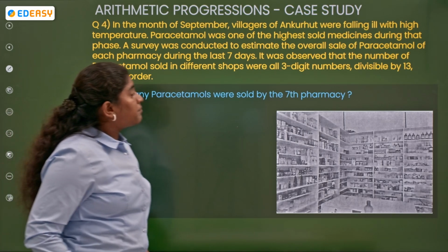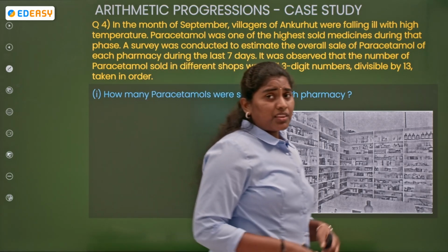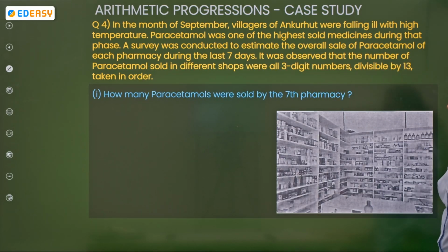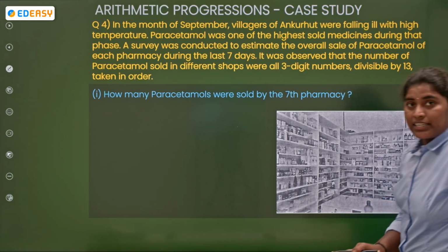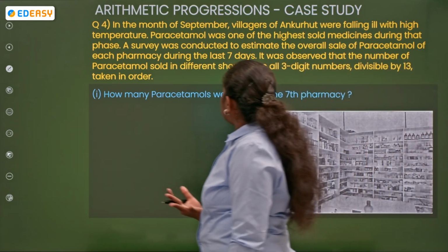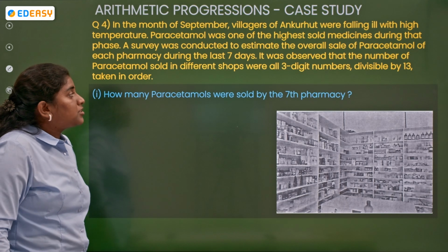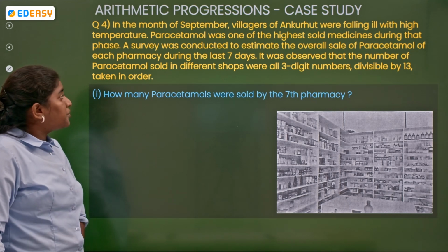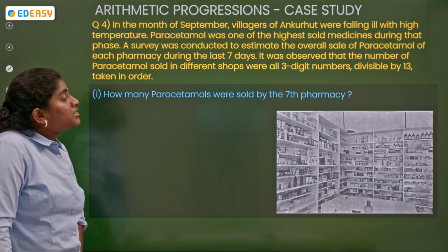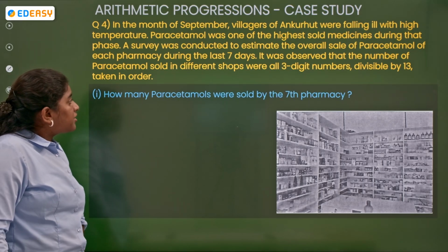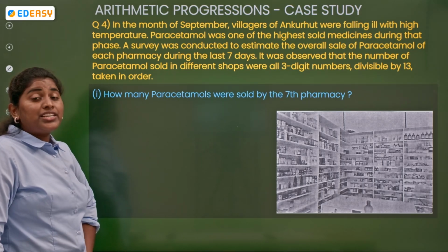In the month of September, villagers of Ankad were falling ill with high temperature, and paracetamol was one of the highest sold medicines during that phase. Now, a survey was conducted in order to estimate the overall sale of paracetamols of each pharmacy during the last 7 days. It was observed that the number of paracetamol sold in different shops were all 3-digit numbers.